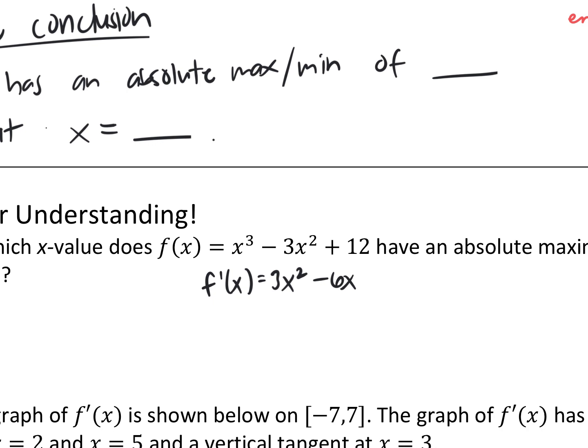Well, I want to know when this equals 0. That's what I actually care about. So you can either plug that in your calculator, or this one's a pretty quick and easy one that we could factor to get 3x times x minus 2, which means my two numbers would be 0 and 2 for this case.